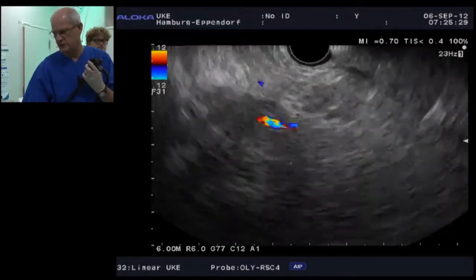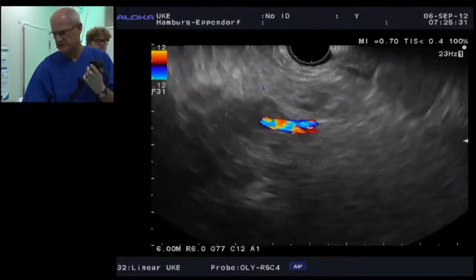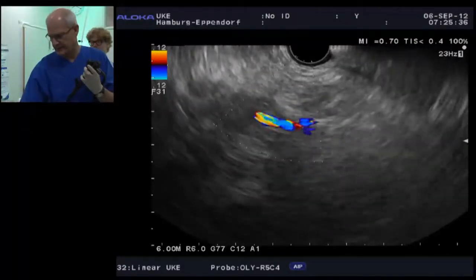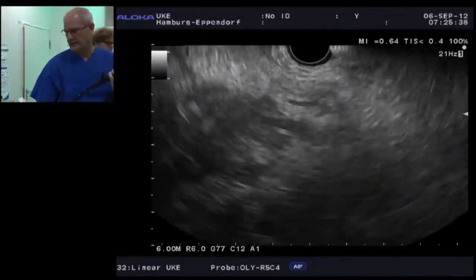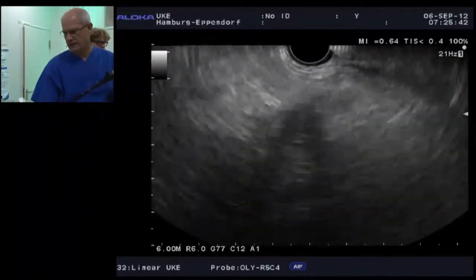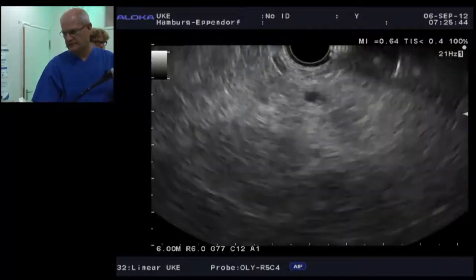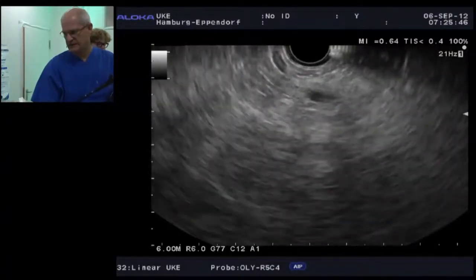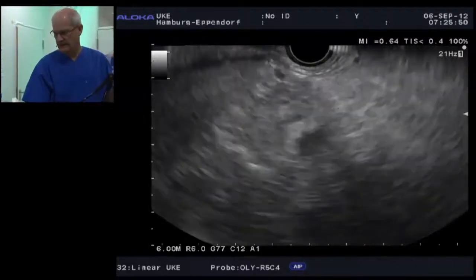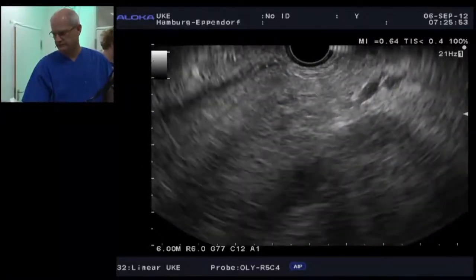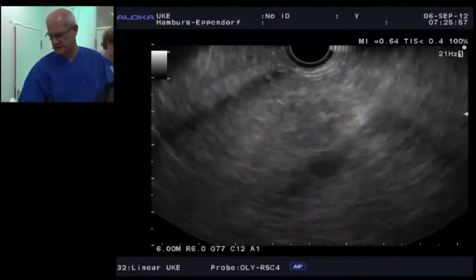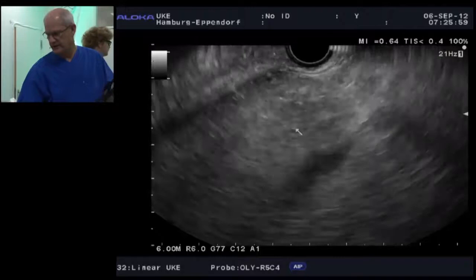It seems to be surrounding the celiac. And so this is a little bit of an unusual situation. But let me proceed with the examination. We'll come back to that in just a moment. But here I'm following the celiac. There's the bifurcation. Tip down just a little bit, and then go back and forth. And you generally find the pancreas, which is in this area here.